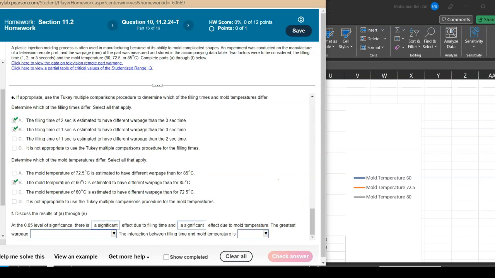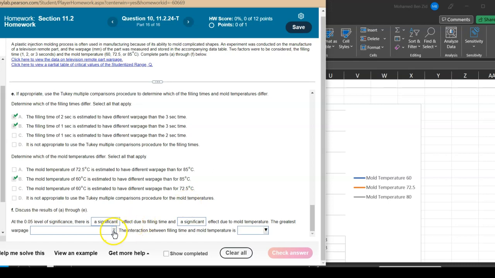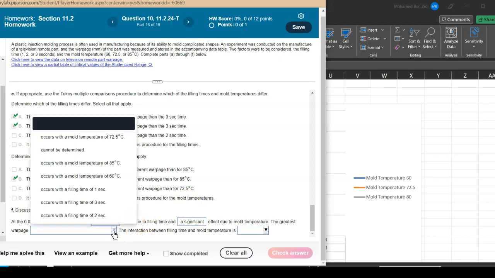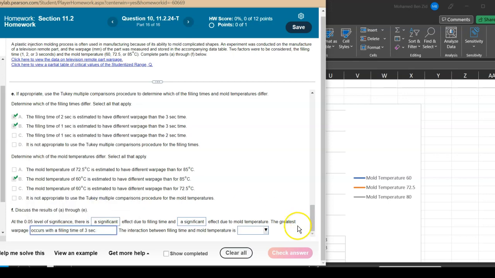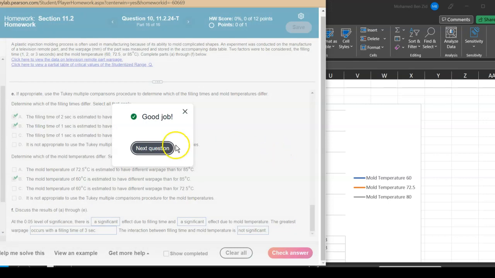Let's see the choices. Filling time 3 is basically 3 seconds. So the greatest happens at 3 seconds, and the interaction between filling time and molding temperature is not significant because we said there is no interaction. Hopefully this is correct. We got it.